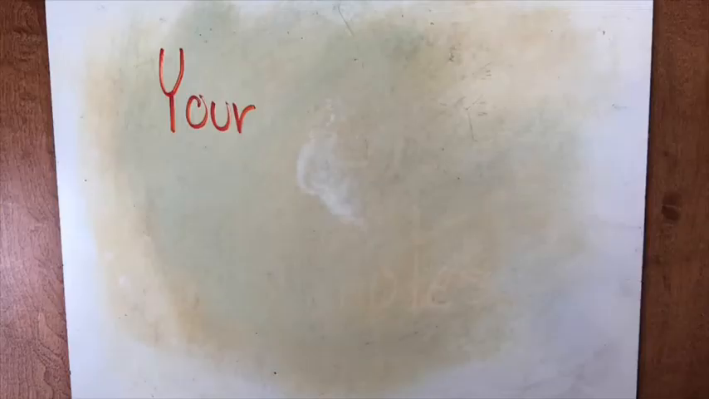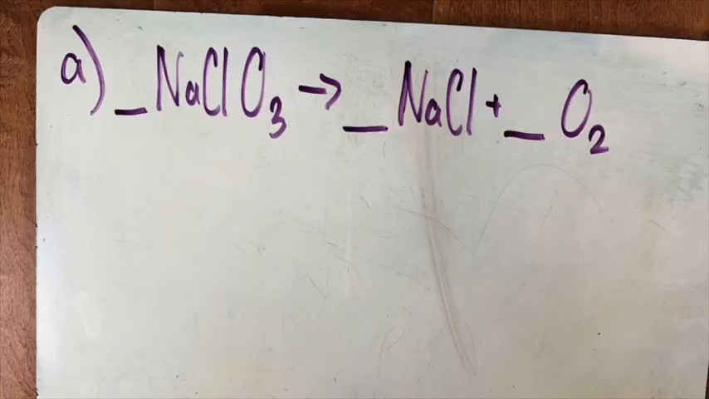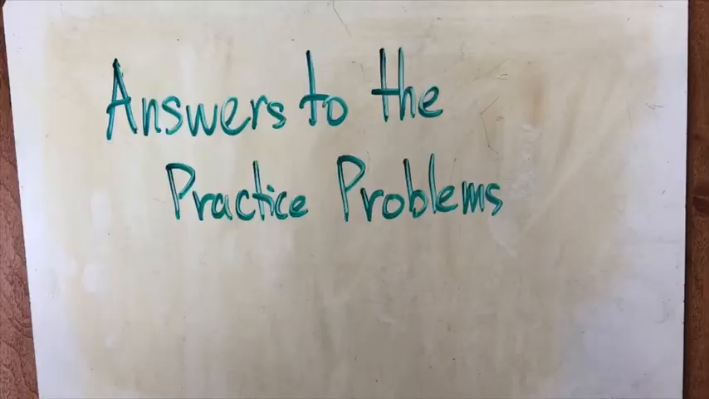Now it's time for your own practice problems. A is NaClO3, which makes NaCl plus O2. B is Fe2O3 plus C, which makes Fe plus CO2. Do these questions on your own and then come back for the answers.